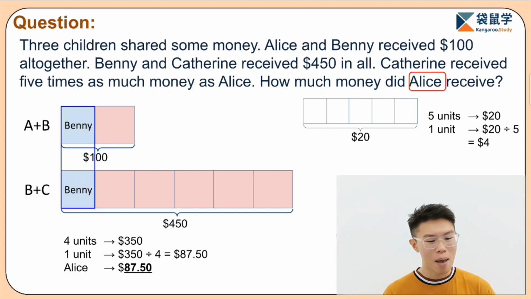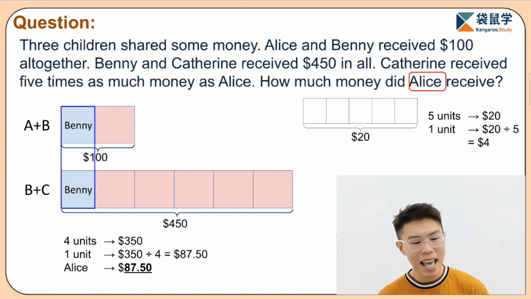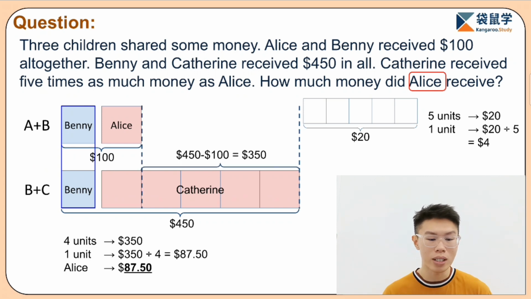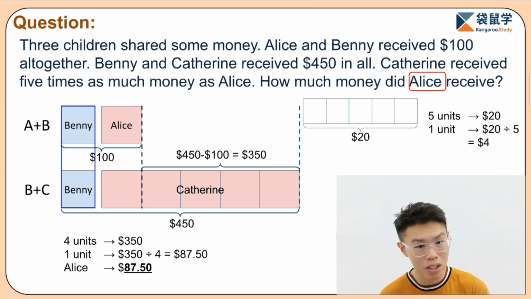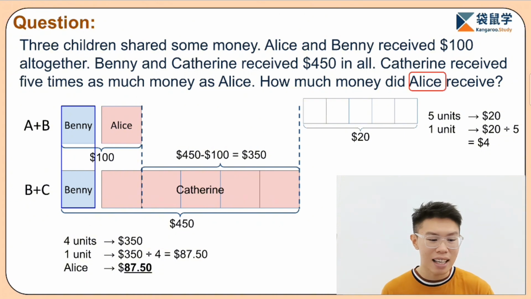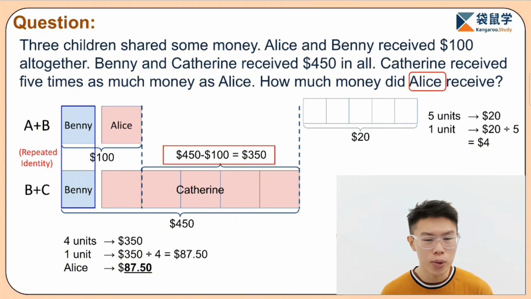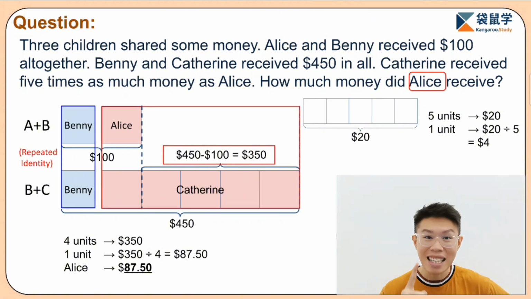So suppose Benny is the same part in both groups. Now Alice and Catherine, they are the different parts in the 2 groups. Just now we have calculated the difference between the 2 groups being $350. Since Benny is the repeated identity, he will contribute no difference to the groups' differences. So the difference between the 2 groups must be the difference between Alice and Catherine. That's what we can get firstly.